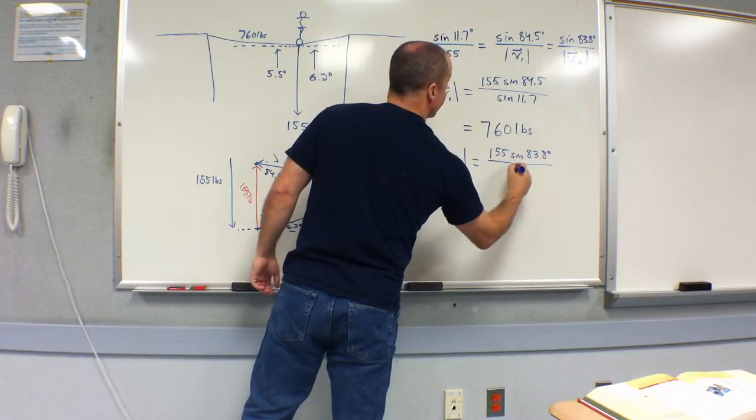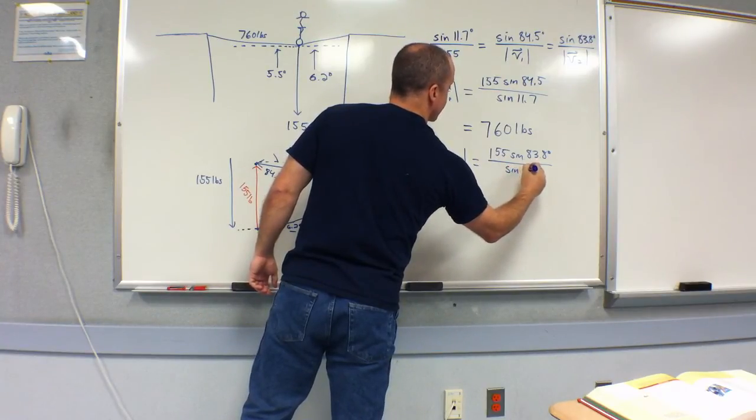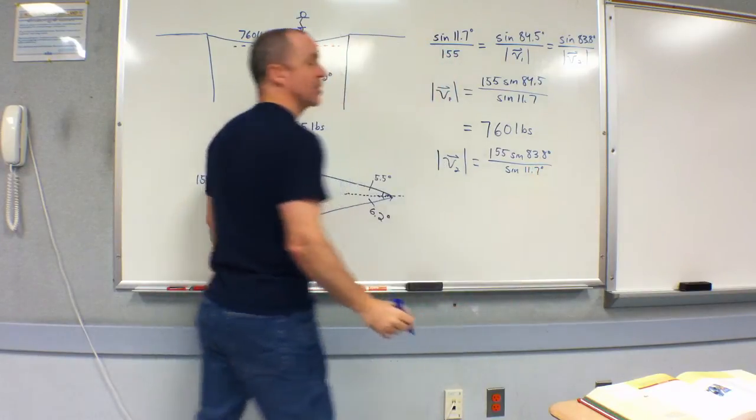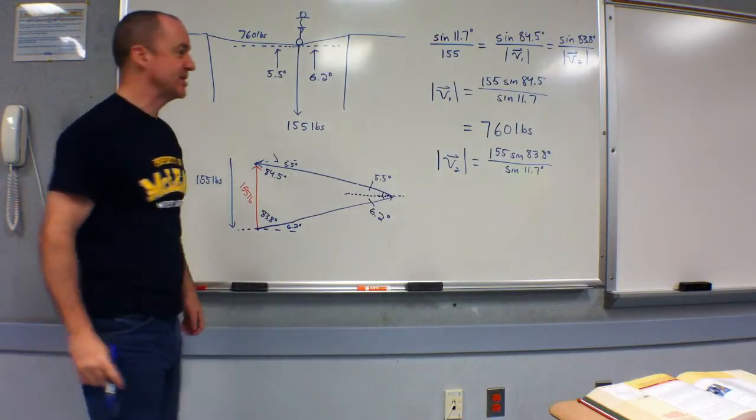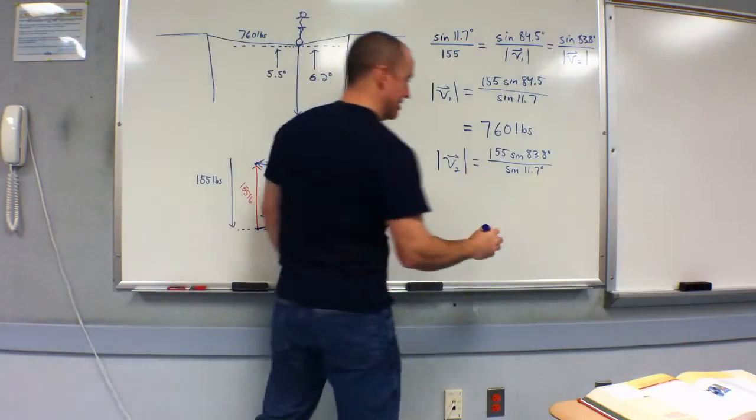Wait, when was this? This is law of cosines or law of sines. Law of cosines was the a squared equals b squared plus c squared minus 2ab cosine c. So what are you getting here?